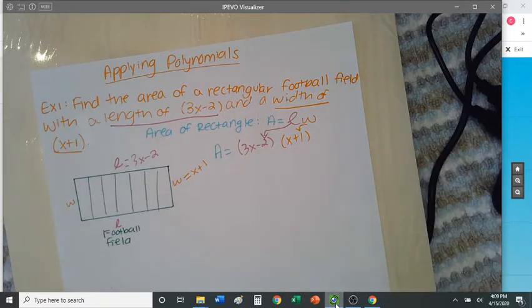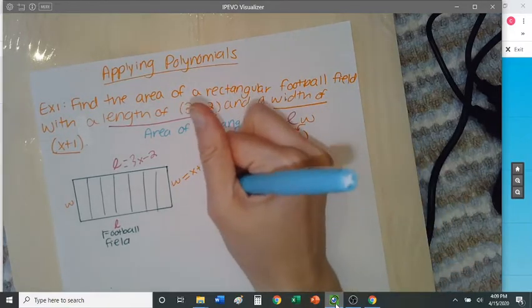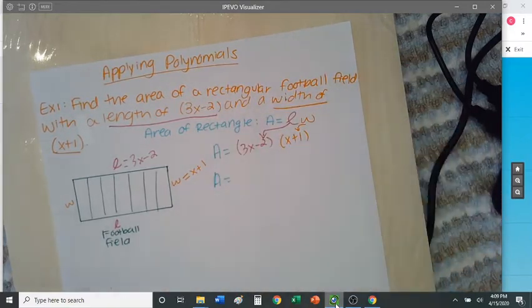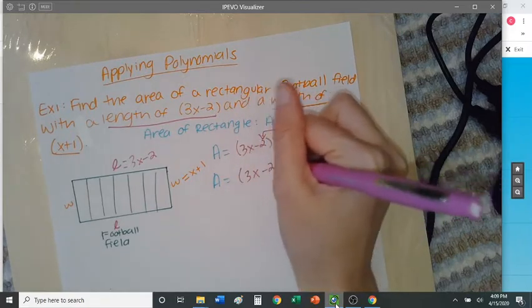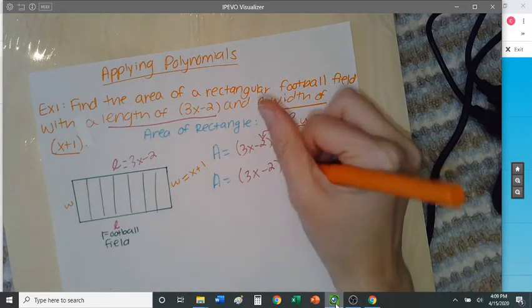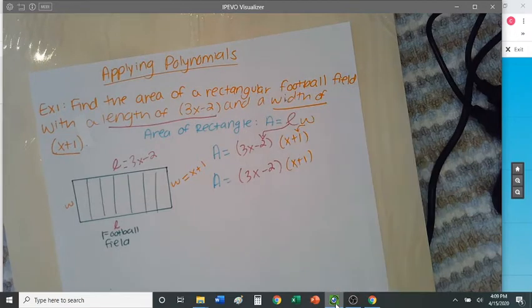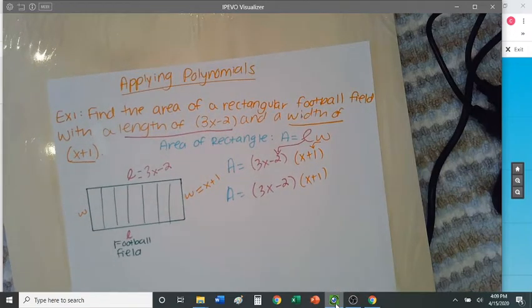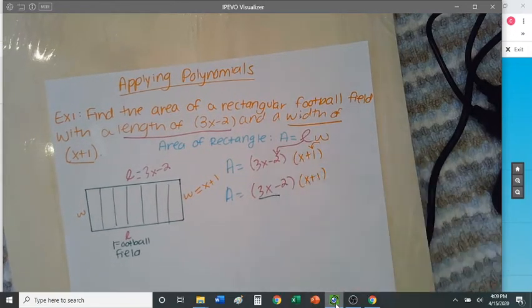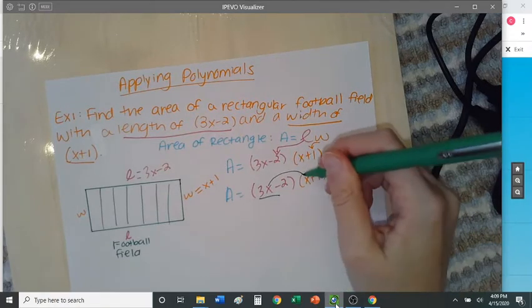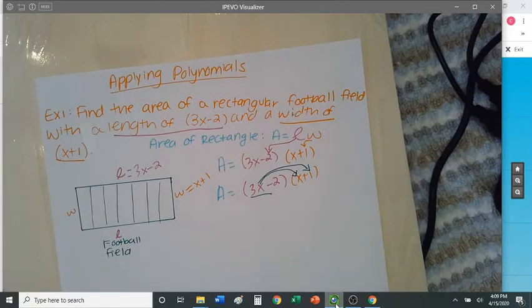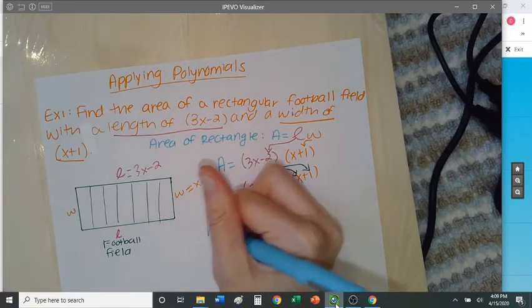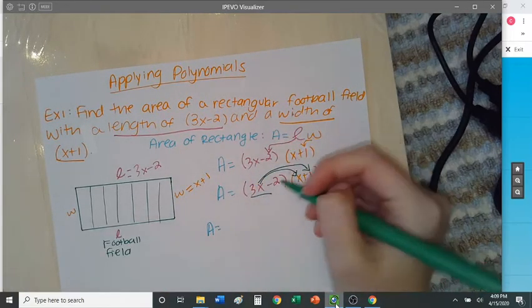Okay, so I'm going to rewrite it again just because I kind of drew in these little arrows. It'll get a little busy if I try to distribute with how it currently looks. So I'm just going to rewrite it. You don't have to, though. Okay, well, let's start distributing. So we're going to start with the first term and distribute or multiply it to both terms in the second parenthesis. So we're going to have area equals 3x times x.